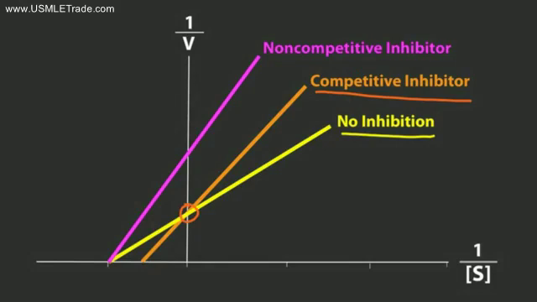But it does change your x-intercept, which is changing Km. A competitive inhibitor is going to increase Km because Km is the substrate concentration at half Vmax. It takes more substrate to get to half Vmax with a competitive inhibitor on board.